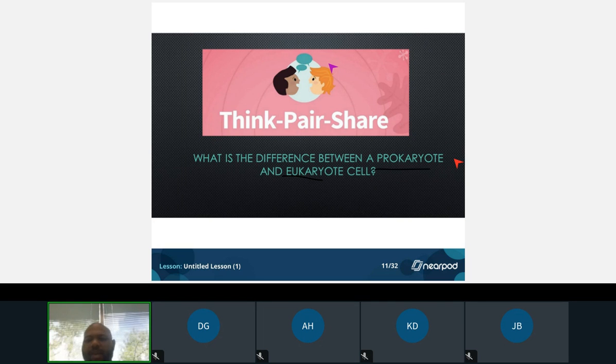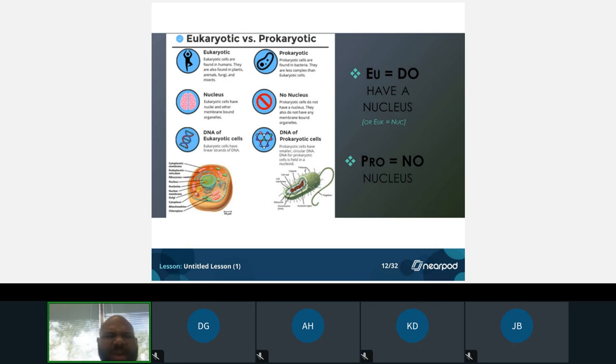Excellent, Dorian. Eukaryotic cells have a nucleus. Prokaryotic cells are less complex. Eukaryotic cells are more complex than prokaryotic cells. Prokaryotic cells are simple cells. When we talk about the origin of cells, they're probably some of the very first cells that we have. Eukaryotic cells are going to be our complex cells. These are what you're going to find in your multicellular organisms because they have organelles. These are tiny organ-like structures.